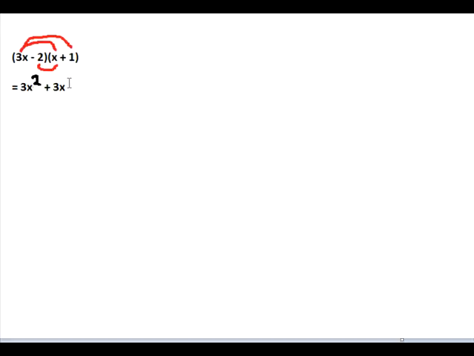So that should be, I hope we typed that out properly. I hope you get what I'm trying to do here. Minus 2x. Okay, good. And then finally I'm going to do the negative 2 times the 1, which is going to be negative 2.